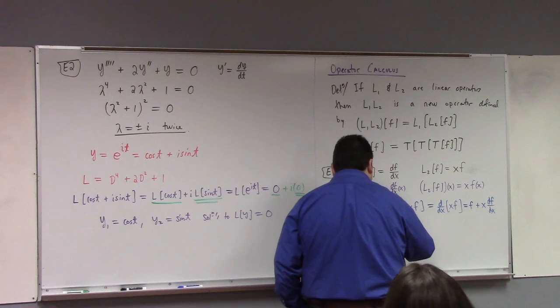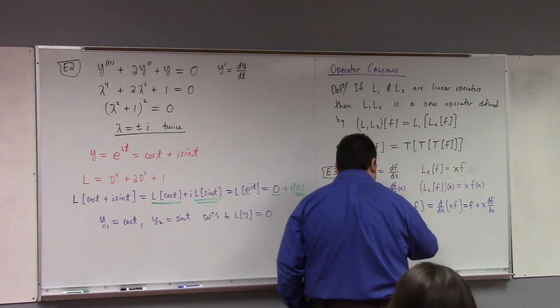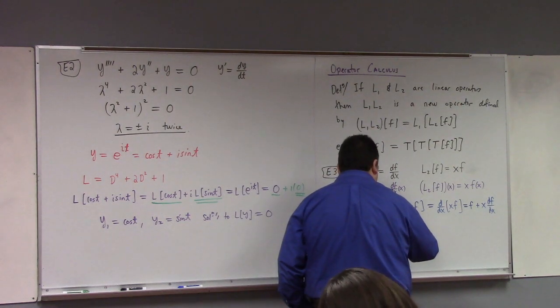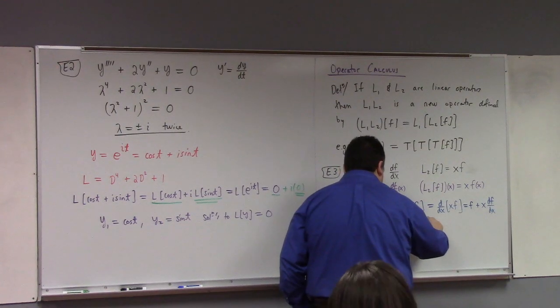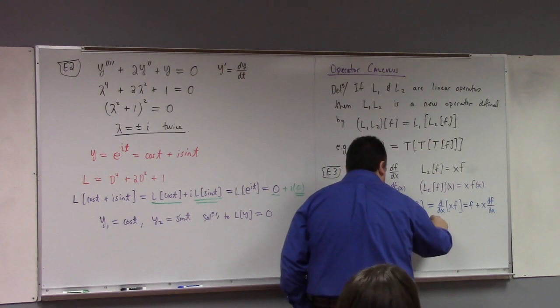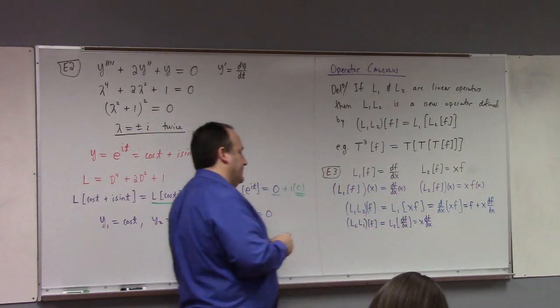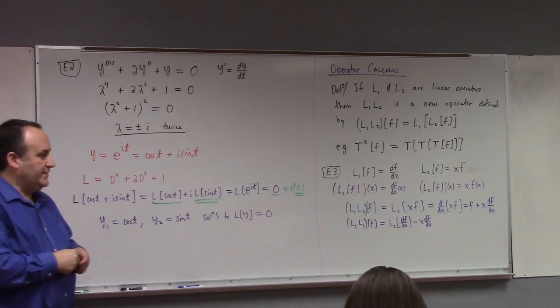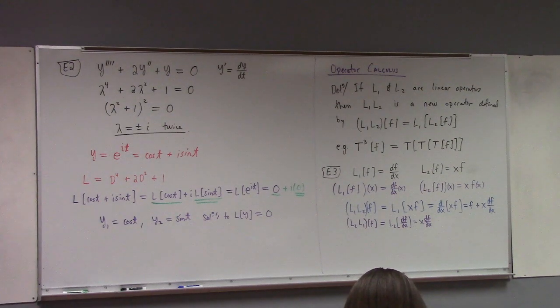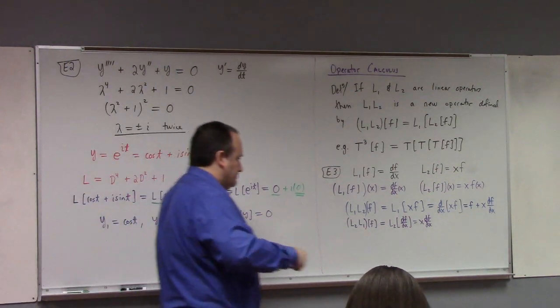L2 acting on L1 of x, which was df dx, right? And so that ends up just being x times df dx. So L1 L2 and L2 L1, they're related, but they're not the same, are they? They're not the same. See that?